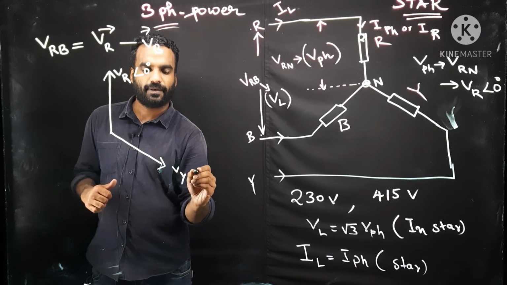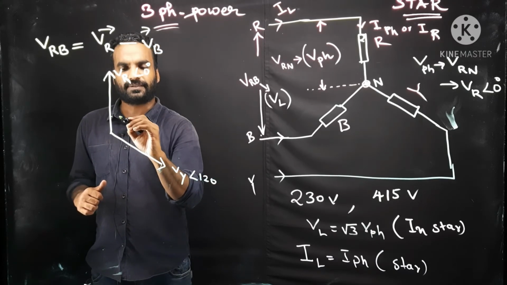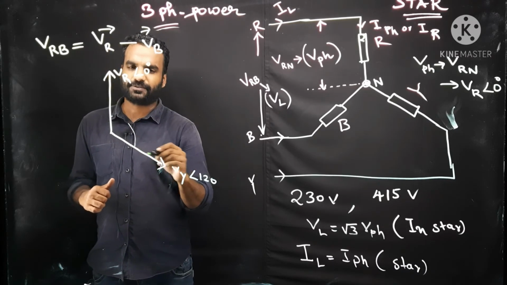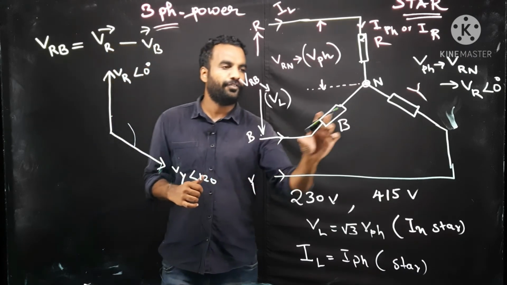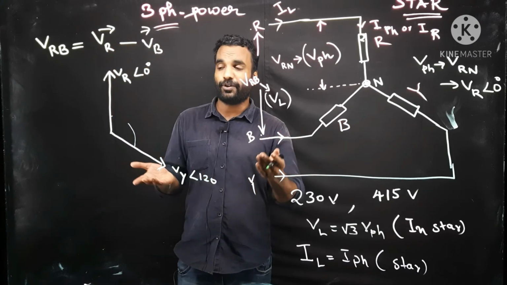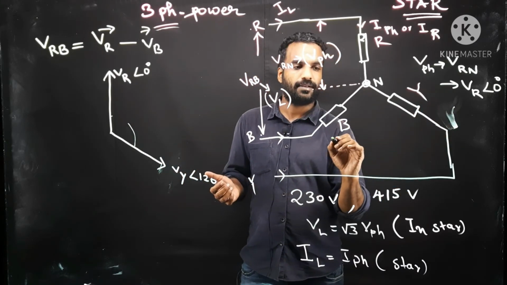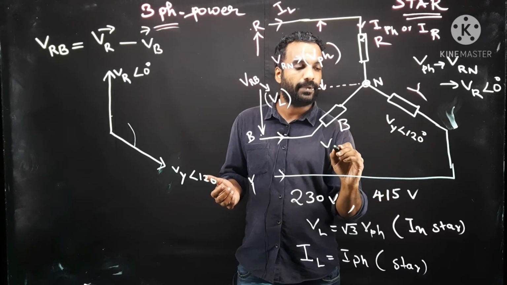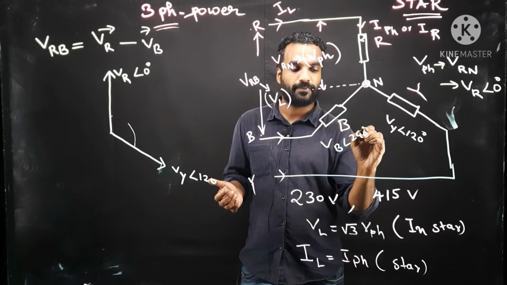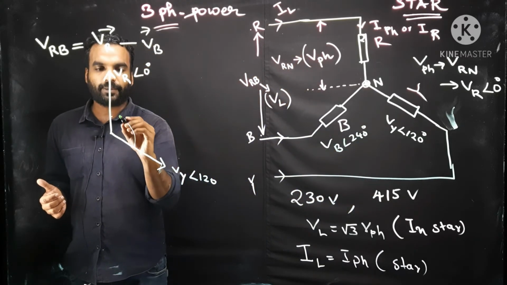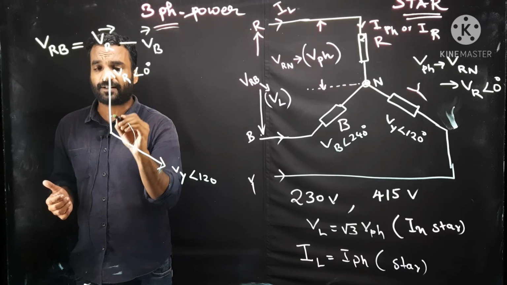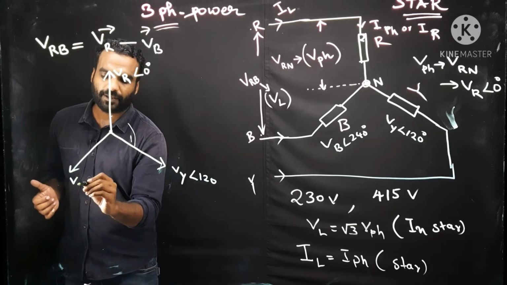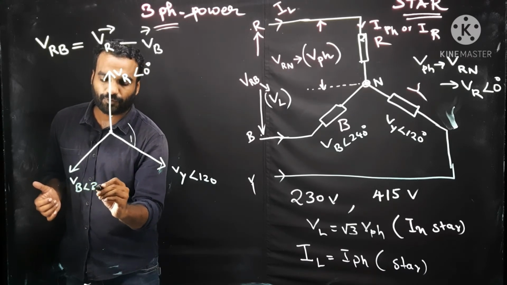So VY angle 120. You see, is this clockwise or anti-clockwise? This is the reference. Clockwise, so positive angle. Then VB again 120. So we have VY angle 120 and VB angle 240. Plus 240 means with reference to this VR, 120 again 120. This is VB angle 240.